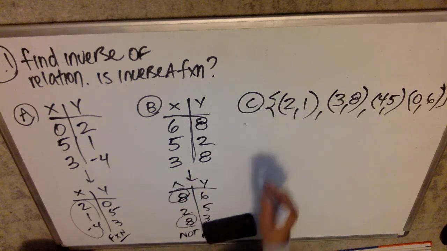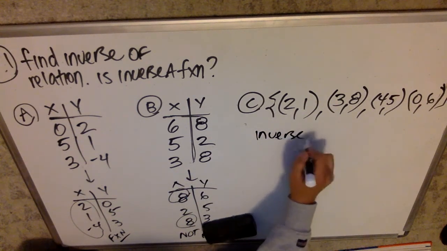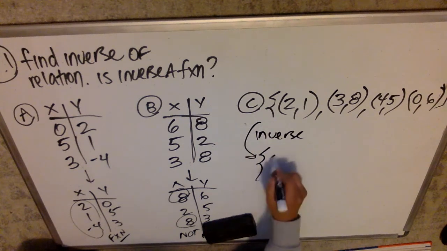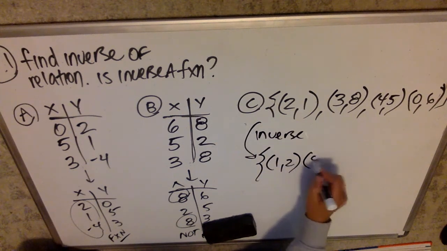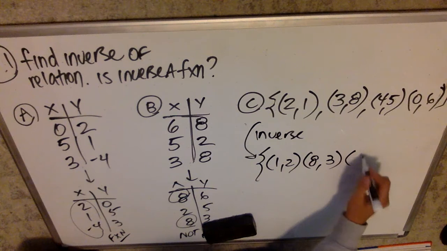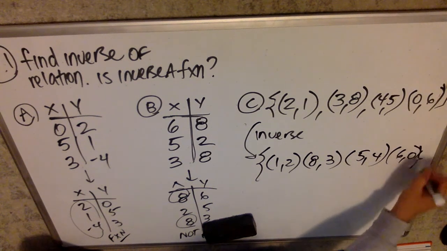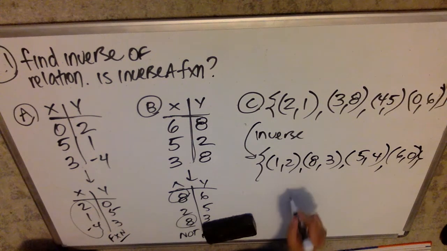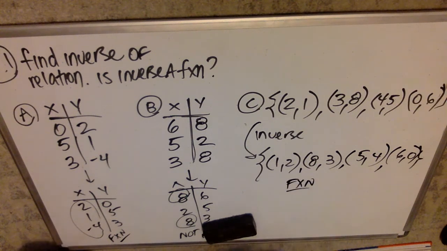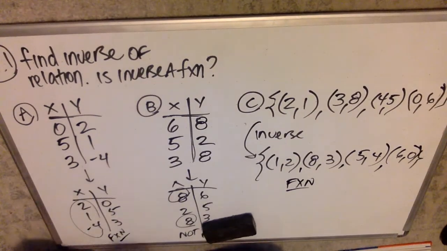Right? And then over here, my inverse is going to be 1, 2, 8, 3, 5, 4, 6, 0. I should have commas between all these. I'm just lazy. And that is a function because the x's don't repeat. Okay, so that's a quick intro into how we would find inverses using tables or lists of ordered pairs.